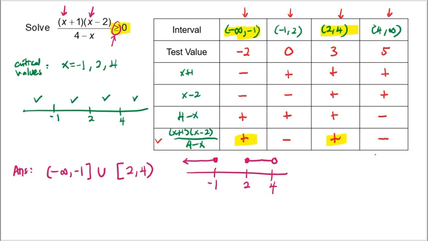But if you want it as inequalities, it will be something like x is less than or equal to -1, union with x is between 2 and 4, where 2 is included but 4 is not included. So we have something like this. This is our answer in interval form, real number line form, and also inequality form.